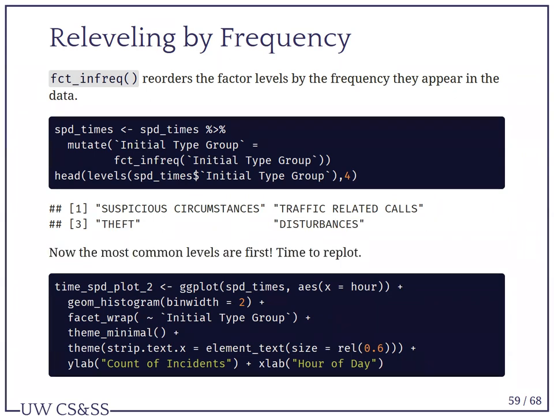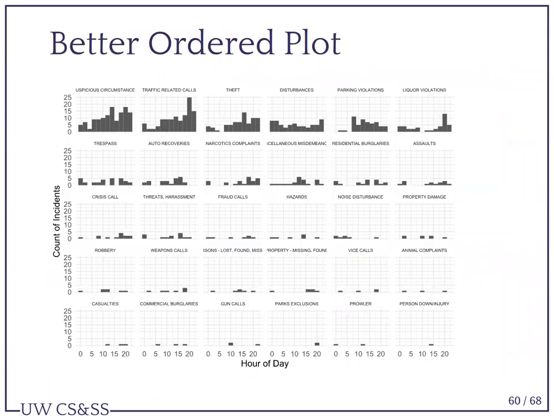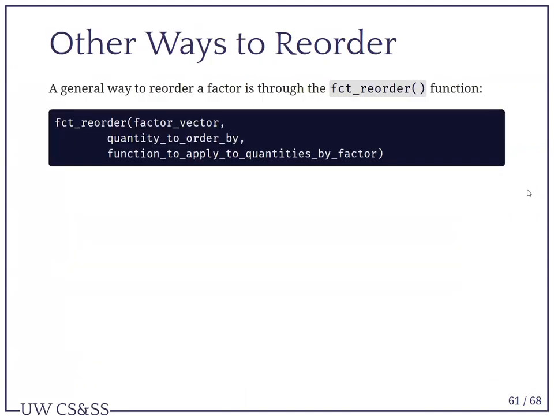So the most common levels being first means it's really easy to look at when we make it on a plot. So we're going to plot this data, and it'll look like this now. And so this gives us the most common information up front. So things like suspicious circumstances and traffic related calls, and less common things like person injury or prowlers. Does that make sense? Cool.